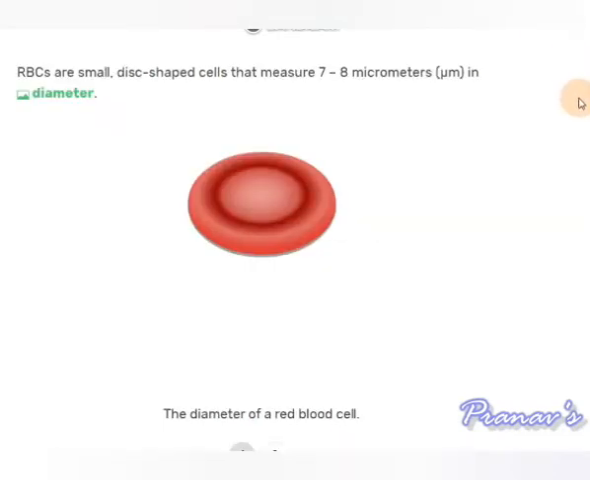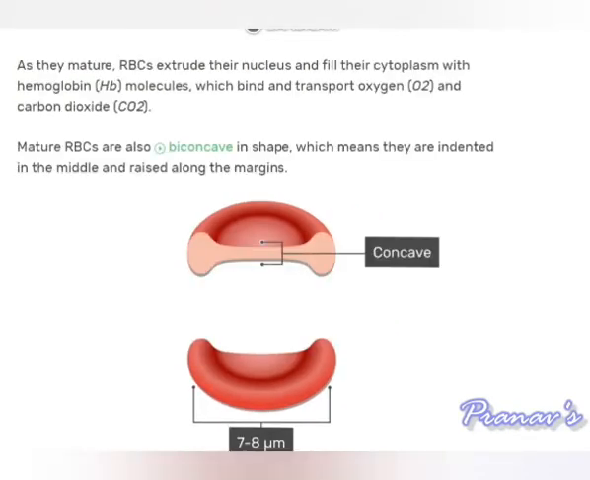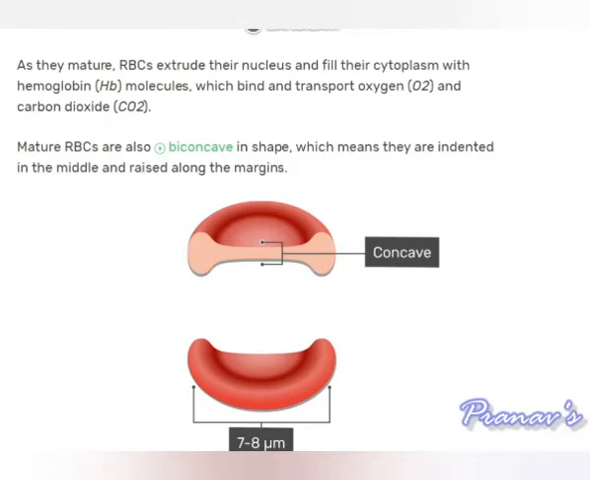RBCs are small disc-shaped cells that measure 7 to 8 micrometers. Micrometer means 10 to the power minus 6. The diameter of an RBC is 7 to 8 micrometers. As they mature, RBCs extrude their nucleus and fill their cytoplasm with hemoglobin, which binds and transports oxygen and carbon dioxide. Mature RBCs are also biconcave in shape, which means they are indented in the middle and raised along the margins.